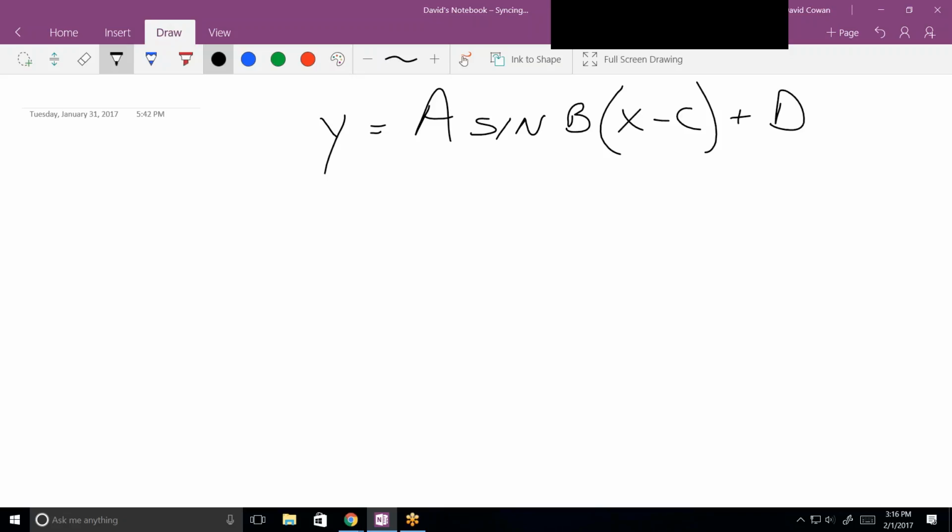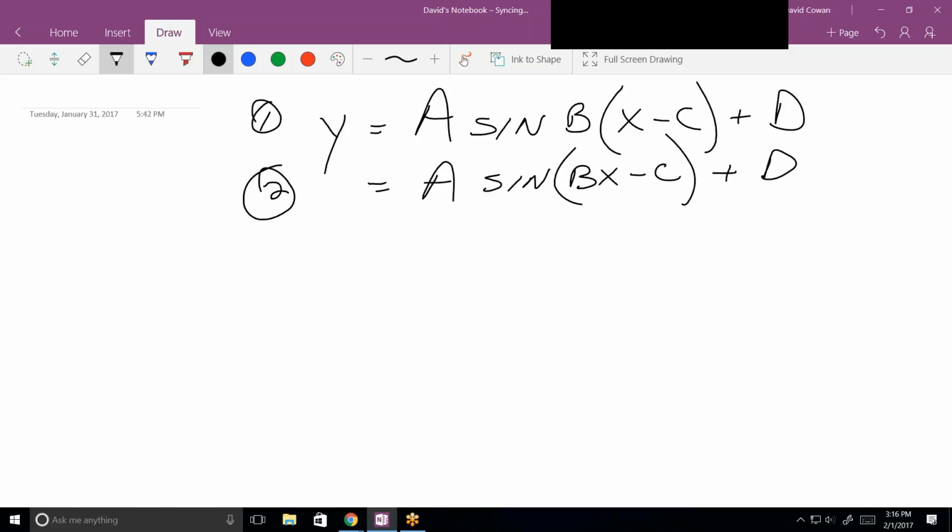Yes, I've seen it, except B is inside the parentheses. Those are the only difference. That actually makes a big difference, and some school systems do make it like this. The big difference is the phase shift is different. The advantage of the number one format is that the phase shift is C. With the number two format, you have to factor out the B first, so the phase shift ends up being C divided by B.